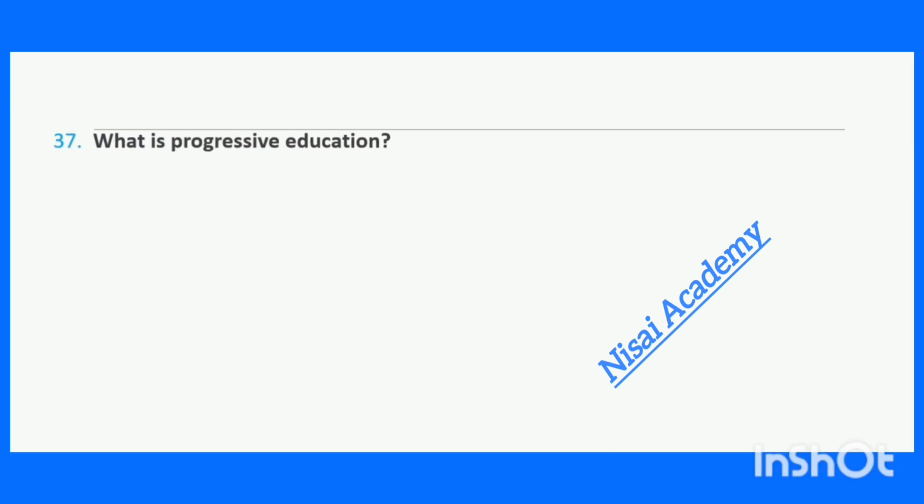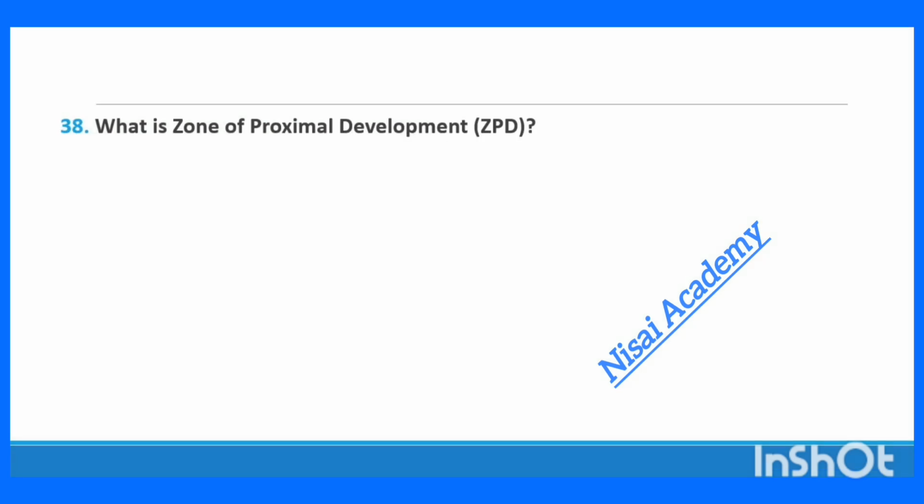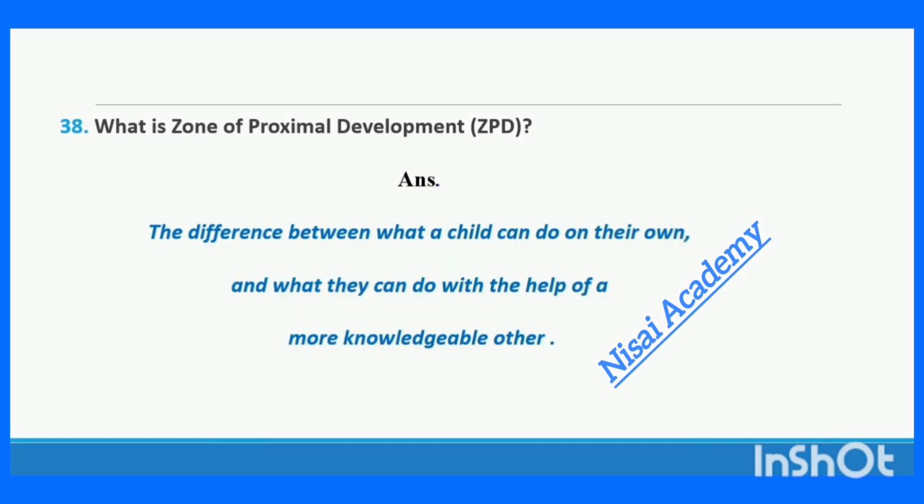Question 37. What is progressive education? Progressive education is an individualized approach to education that focuses more on the student's interest. Question 38. What is zone of proximal development? Zone of proximal development is the difference between what a child can do on their own and what they can do with the help of a more knowledgeable other.